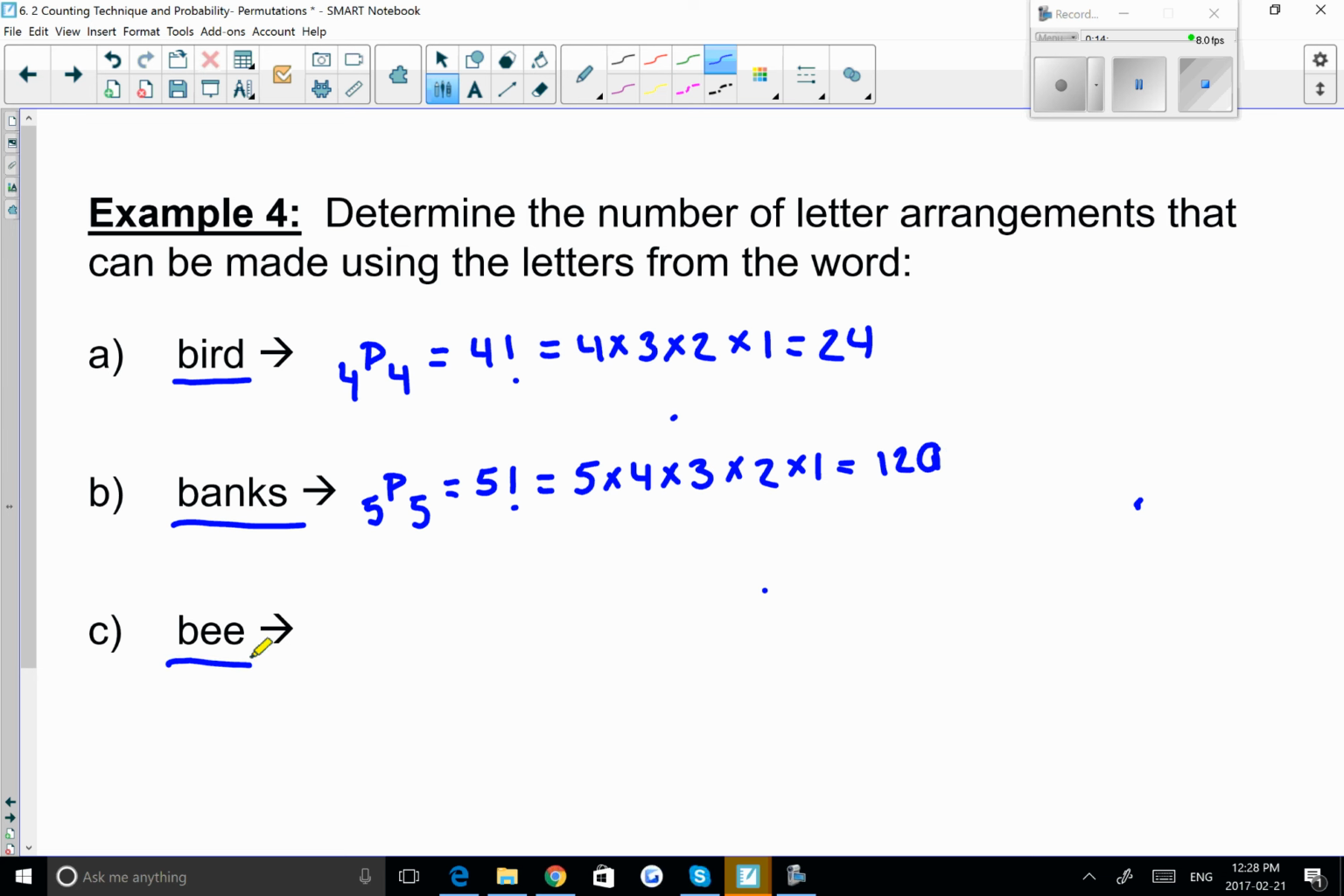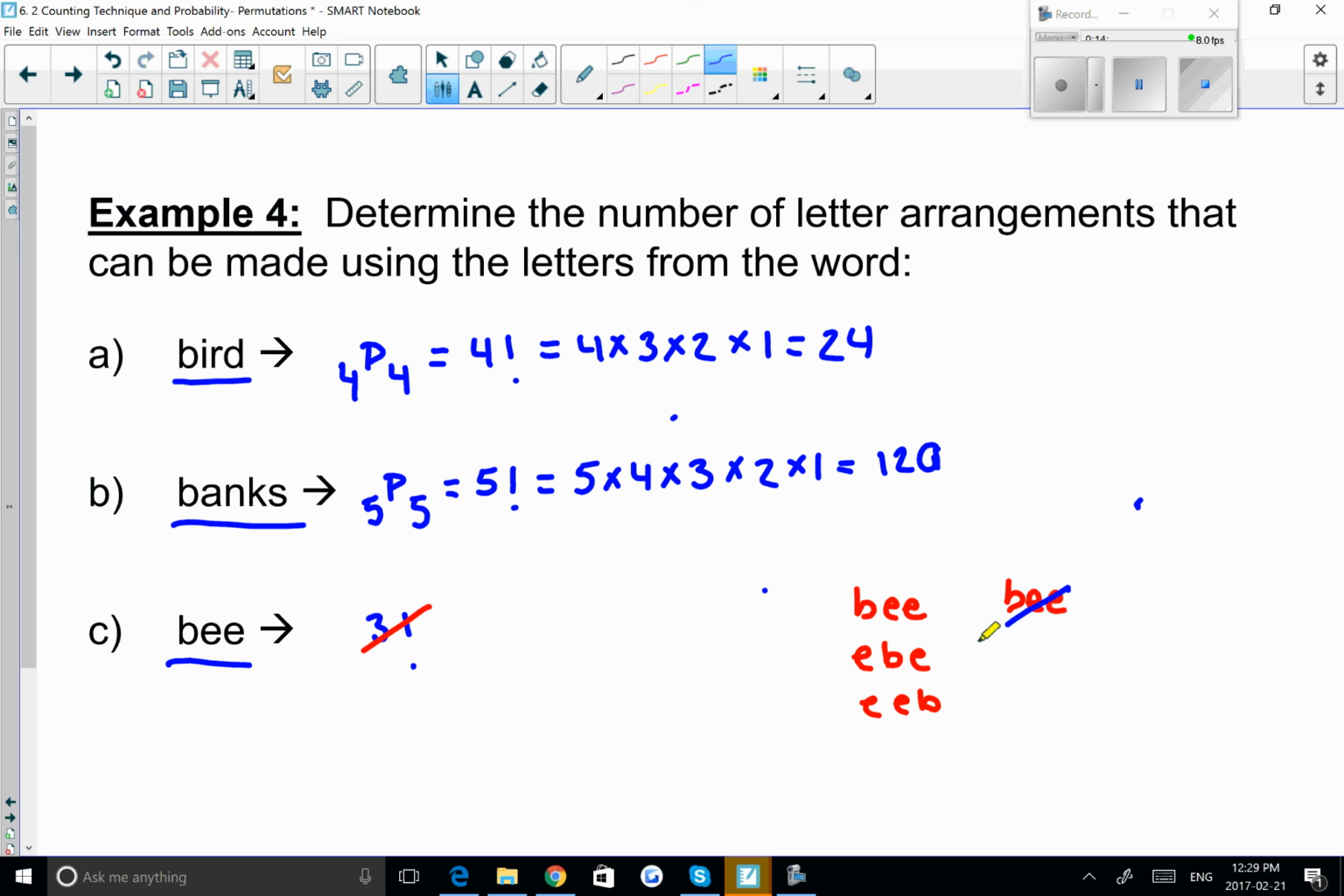Now let's look at the next word. You would think it's 3 factorial, but it's not. Let's try and think about all the possibilities. We have BEE, EBE, EEB. Okay, if I flip the E's, does that make it any different?